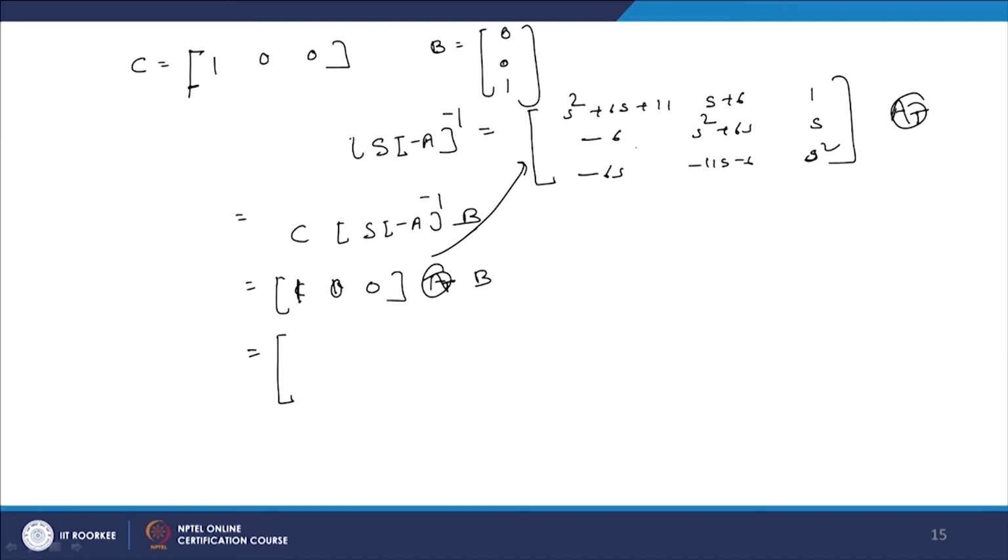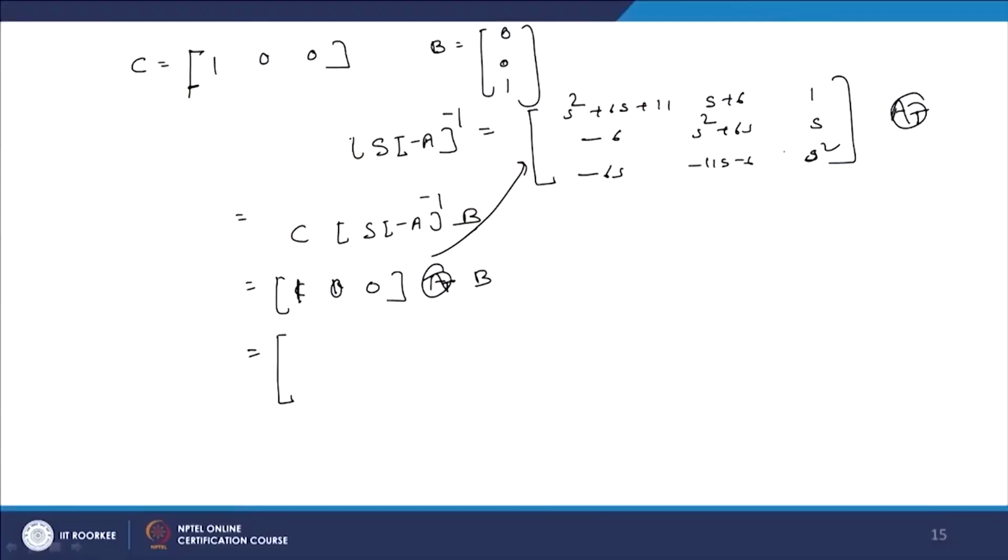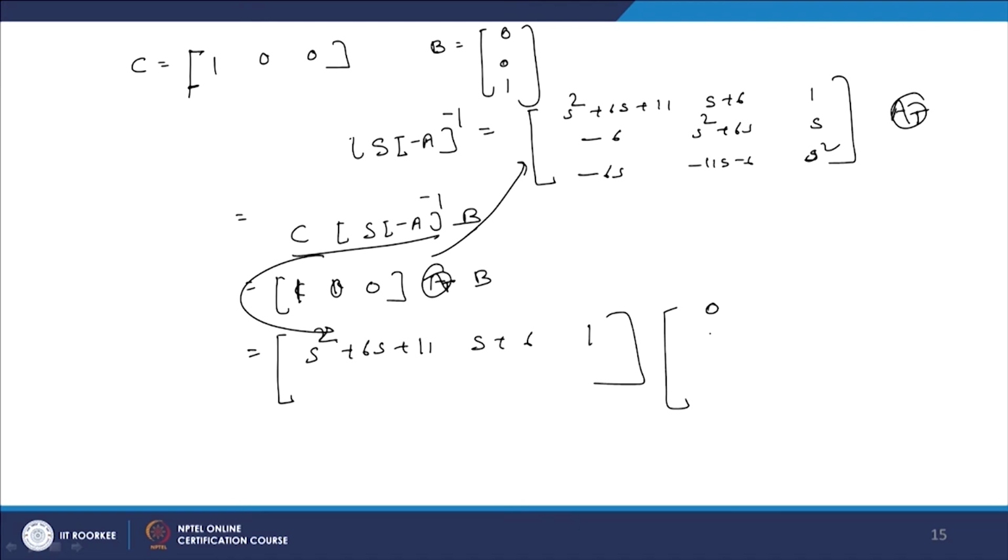All the elements concerning the second row and third row will become 0. So, what will we get? We will get s square plus 6s plus 11, s plus 6, 1, that is C sI inverse. We have got this, and now it is to be multiplied by B. So, your B is 0 0 1. So, finally, after multiplications, what will we get?